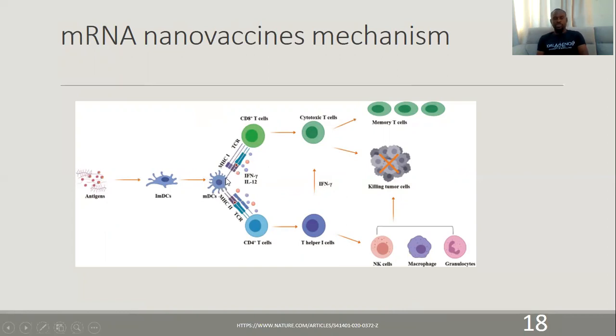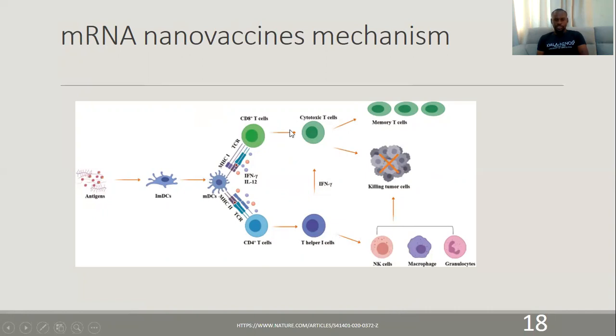Here are the dendritic cells. They present the antigen to the T cells. We have two different types of T cells. So now these T cells differentiate once they've interacted with the dendritic cells and have come in contact with the antigen. They then differentiate to form helper T cells. The helper T cells activate your natural killer cells, the macrophages and the granulocytes. These ones release chemicals such as your cytokines to kill the tumor cells.